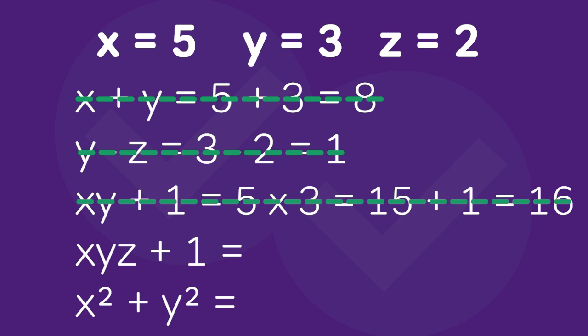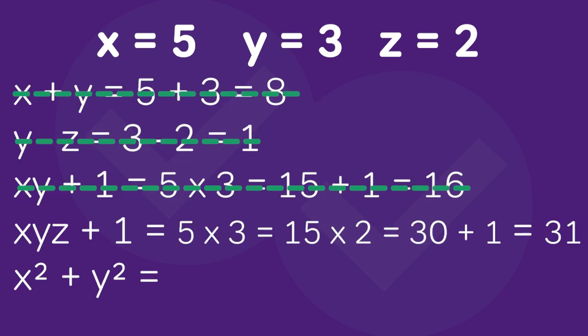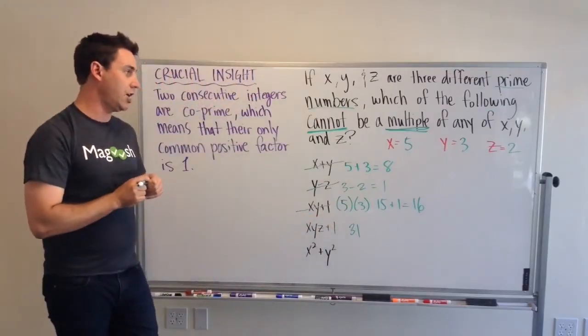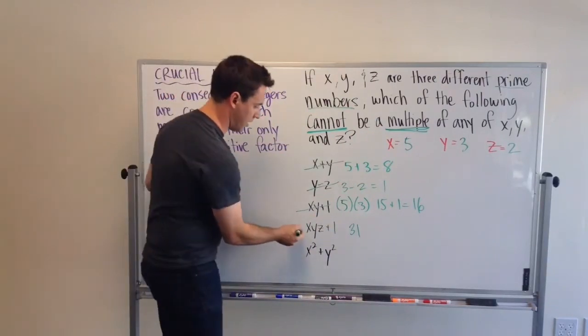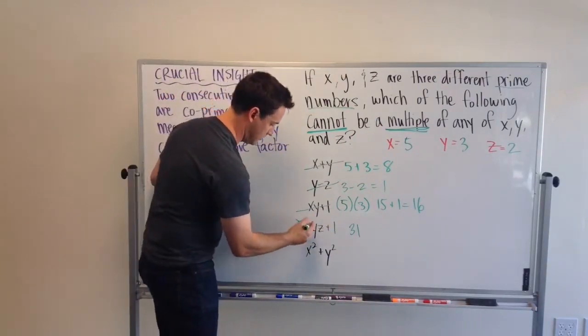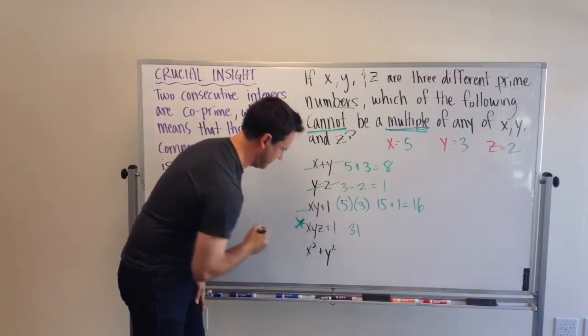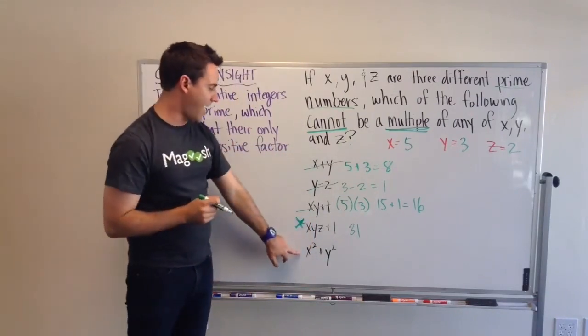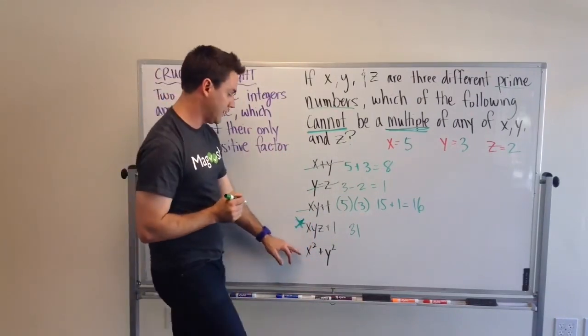Now we have x times y times z plus 1. So it'll be 5 times 3, which is 15, times 2, it's 30, plus 1 is 31. Are any of these numbers a multiple of 31? No! Alright, so this is looking good. That's supposed to be a star. It's a bad star. Alright, one more answer choice to check.